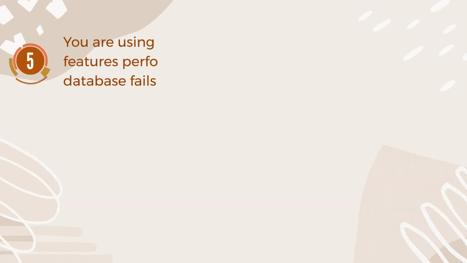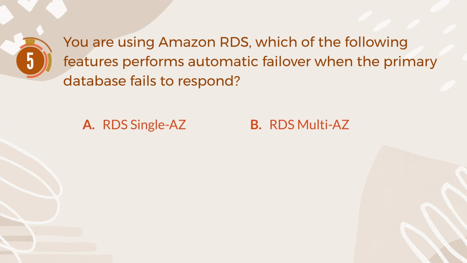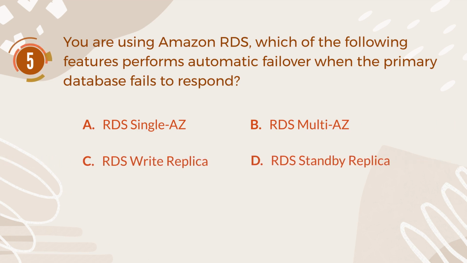Number 5. You are using Amazon RDS. Which of the following features performs automatic failover when the primary database fails to respond? A. RDS Single AZ. B. RDS Multi AZ. C. RDS Write Replica. D. RDS Standby Replica. The correct answer is B.